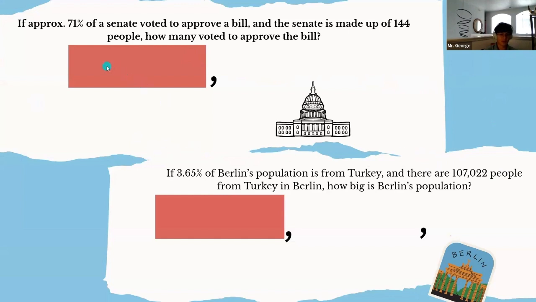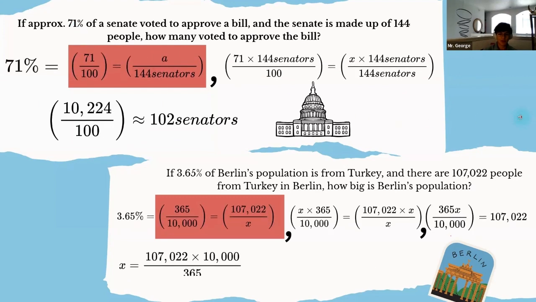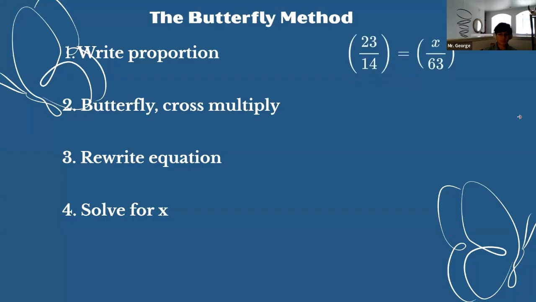So if approximately 7.71% of the Senate voted to approve a bill, and the Senate is made up of 144 people, how many people voted to approve the bill? This is basically just a study on percentages. We're going to skip over it to be better on time.